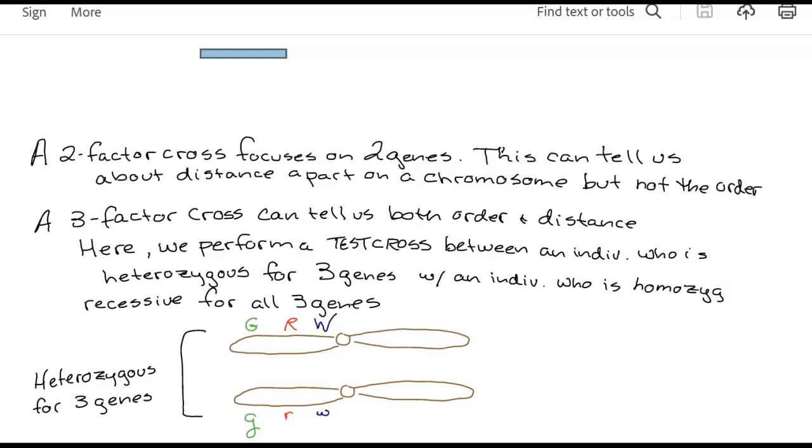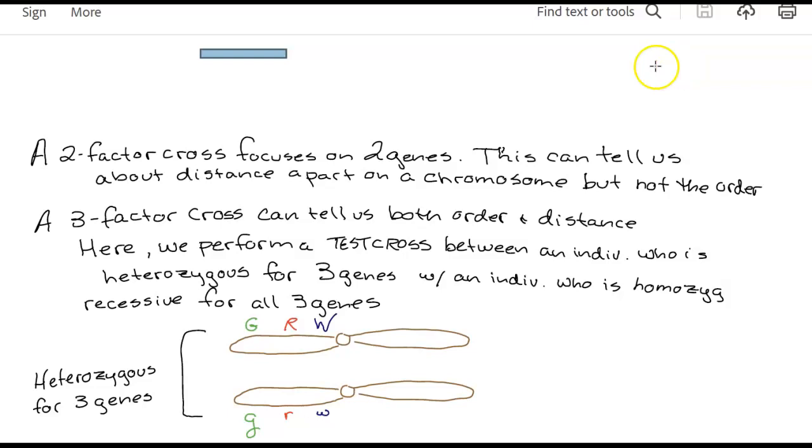All right, today what we're going to do is take a look at some of the things that we were trying to finish up last week. But before we go too far, let's take a look at these different factor crosses when we were looking at the idea of linkage and recombination.